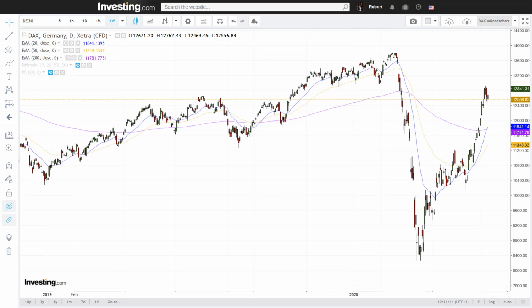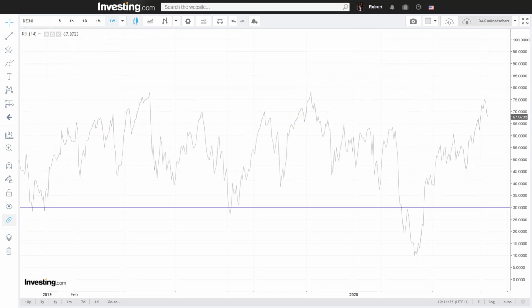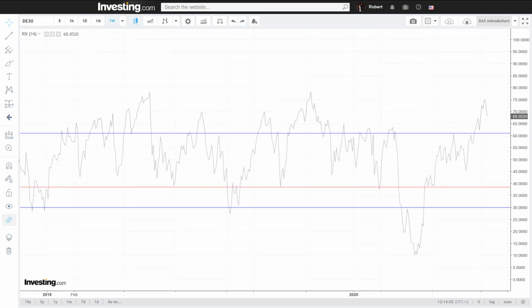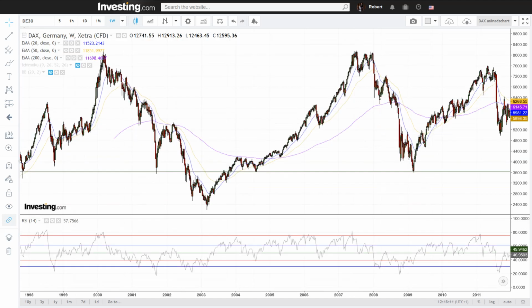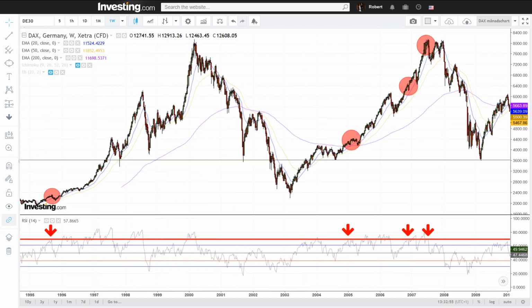Here is the German DAX index on the weekly chart. The settings are as follows: the lower bearish blue, 30. The lower bullish red, 38.50. The upper bearish blue, 61, the upper bullish red, 75, and the green line, 50. Always 50. And as we talked about in the previous episode, the red and blue lines are based on the most frequently occurring and matching historical local price and RSI highs and lows, or common local key reversals, to put it differently.